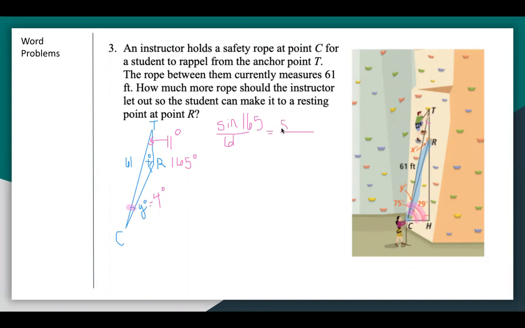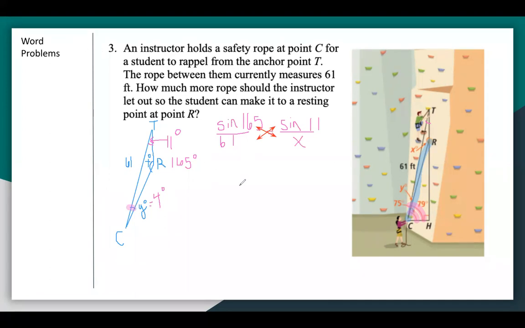the sine of, well, we're looking for CR. What is the angle across from CR? That is angle T. So this would be the sine of 11 over x. And I'm going to fix this 61 because it does not look like a 61. It looks like LOL. But at this point, now I can solve by cross multiplying.